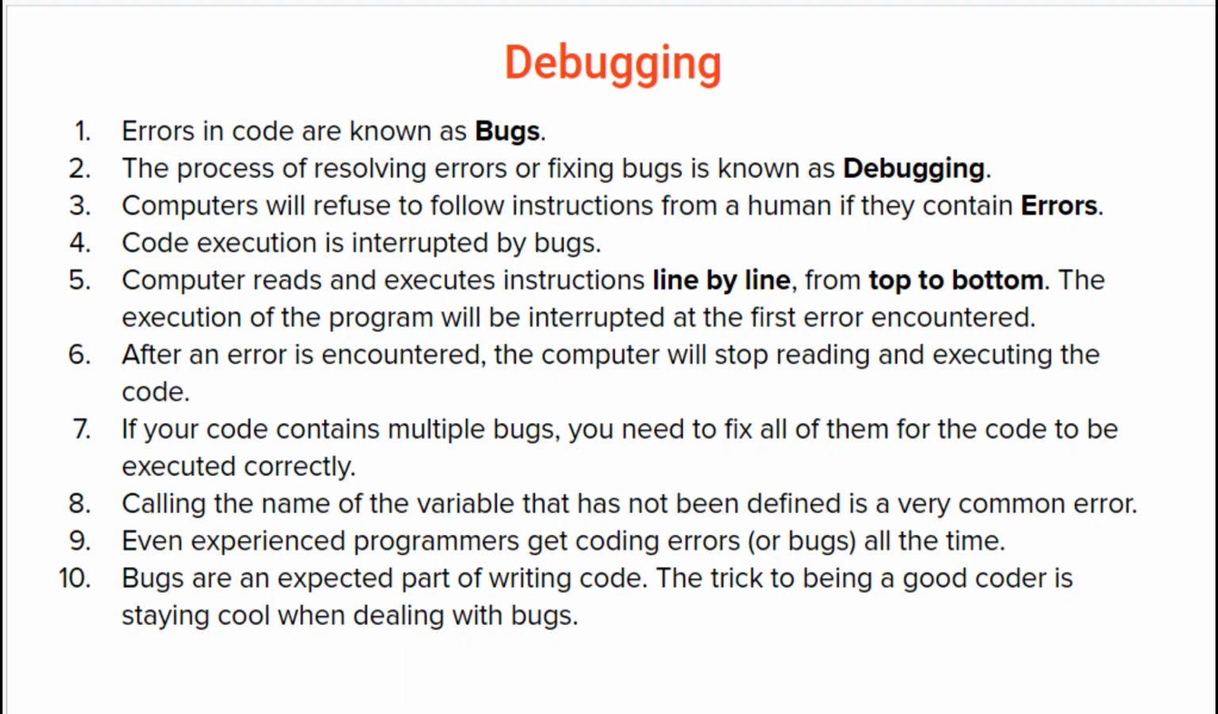Computers will refuse to follow instructions from a human if they contain mistakes. If we write any mistakes in the instructions, computers won't follow them. Code execution is interrupted by bugs. Bugs stop code execution. Computer reads and executes instructions line by line, from top to bottom. The execution of the program will be interrupted at first error encountered.